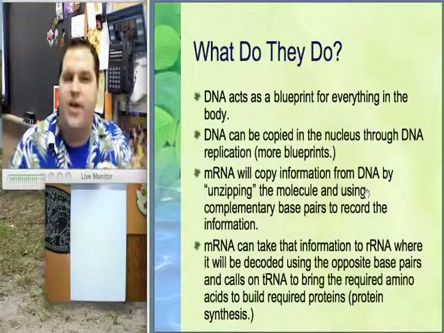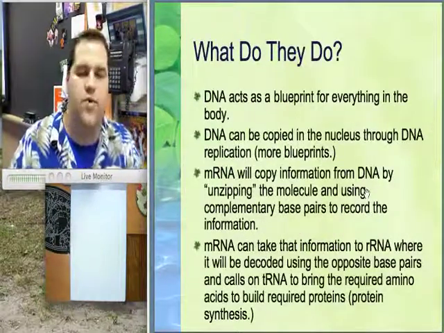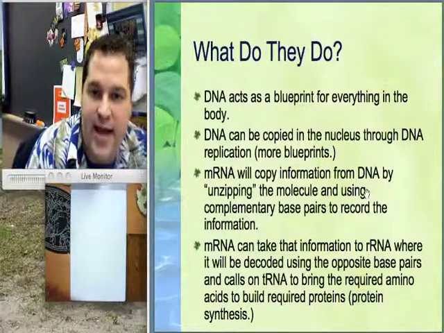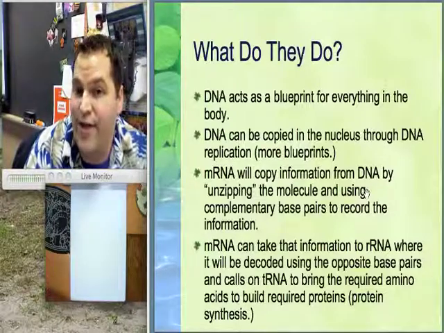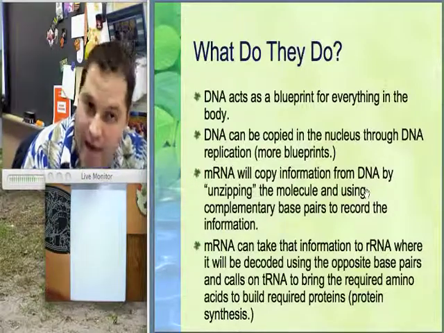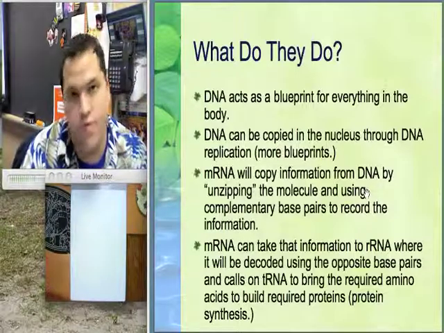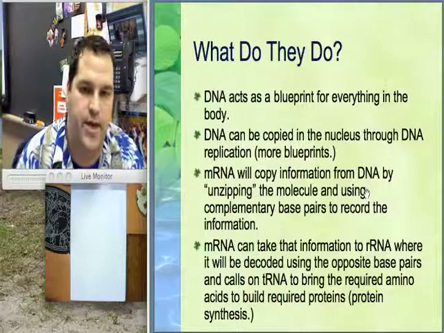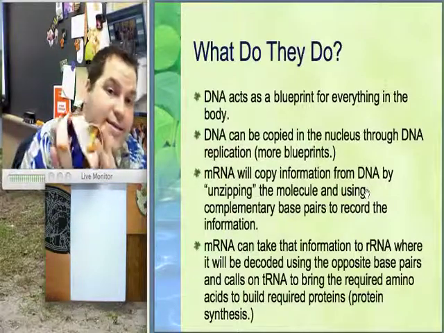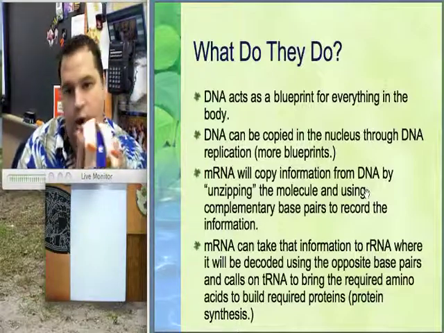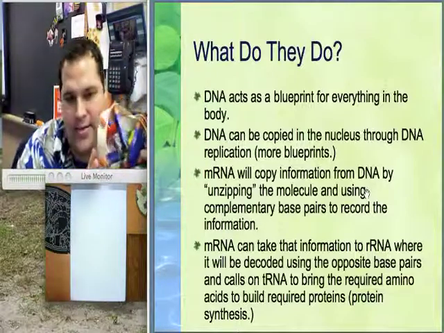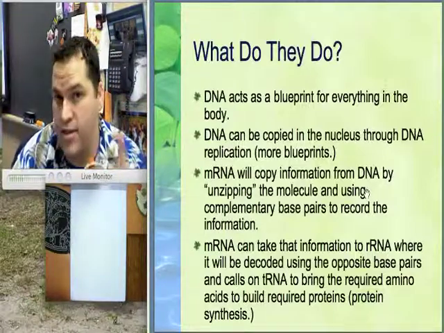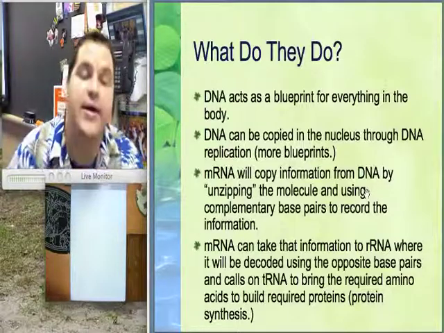So the last thing we really want to talk about is what do they do? More specifically, what's going to go on. And this is going to kind of preview what we're going to be covering in this unit. DNA acts as the blueprint for everything in the body. DNA can also be copied to make more blueprints, which means that we can make more cells. That's called DNA replication, which is the next thing we'll talk about. mRNA can translate this information from DNA and take it out to the cell, while tRNA can transcribe it into protein, and that's protein synthesis. So that's the third thing we'll talk about in this unit.